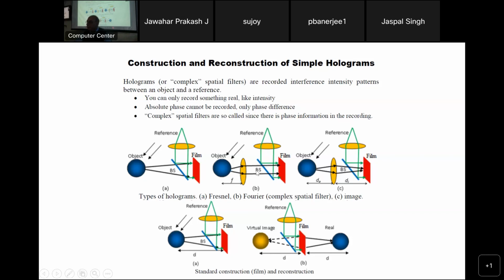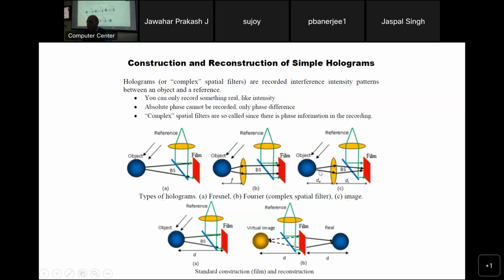Now, this is not drawn to scale. The distance between the object and the lens is like the focal length, and the distance from the lens to the film should also be the focal length, because then you're going to get the spatial Fourier transform of the object. Right? So that's why this is called the Fourier plane hologram.